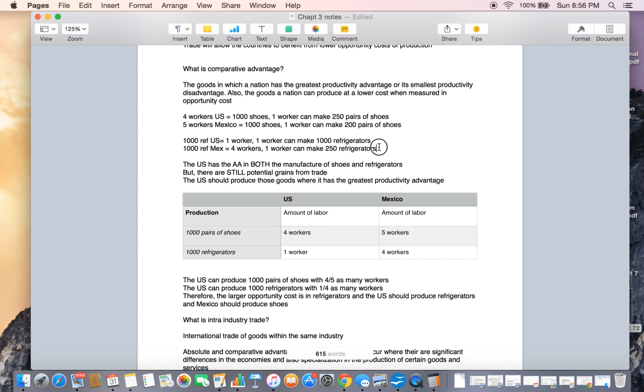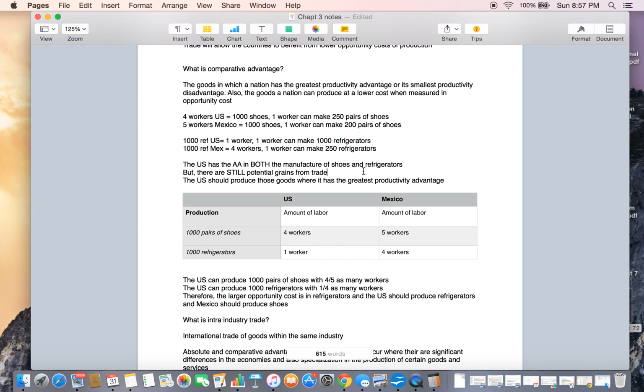Again, we can see that it's obvious. The United States, again, has an absolute advantage in the production of refrigerators. It only takes one worker in the US to make 1,000 refrigerators, yet one worker in Mexico can only make 250. So the US has both an absolute advantage in the production of refrigerators and an absolute advantage in the production of shoes. So why would the US not make shoes and refrigerators? And why would Mexico make shoes and refrigerators?